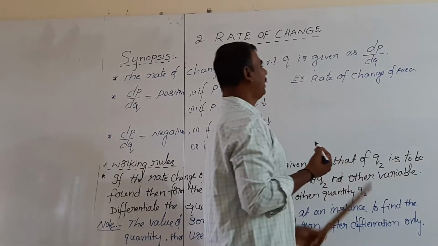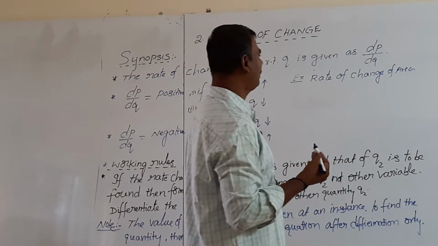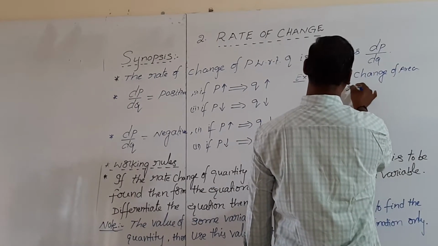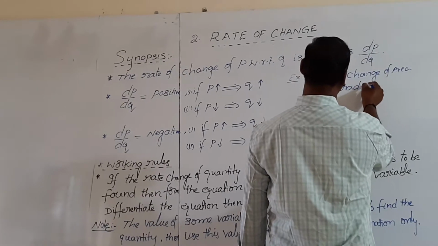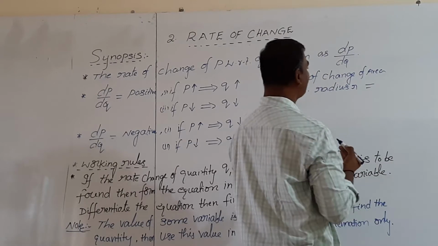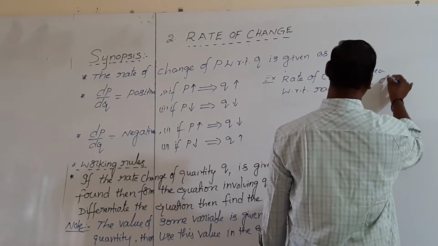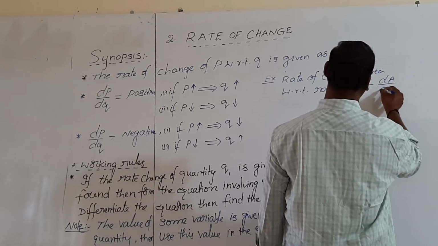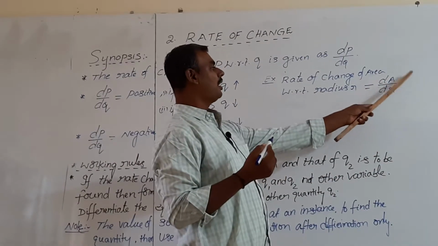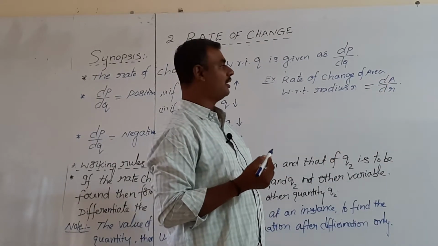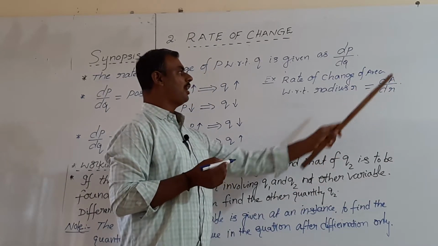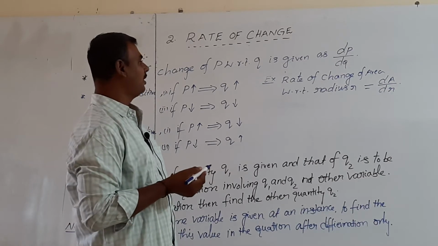So how to write this value? Rate of change of area with respect to radius, we write this value as dA by dr. So dA by dr means change in area by change in radius.